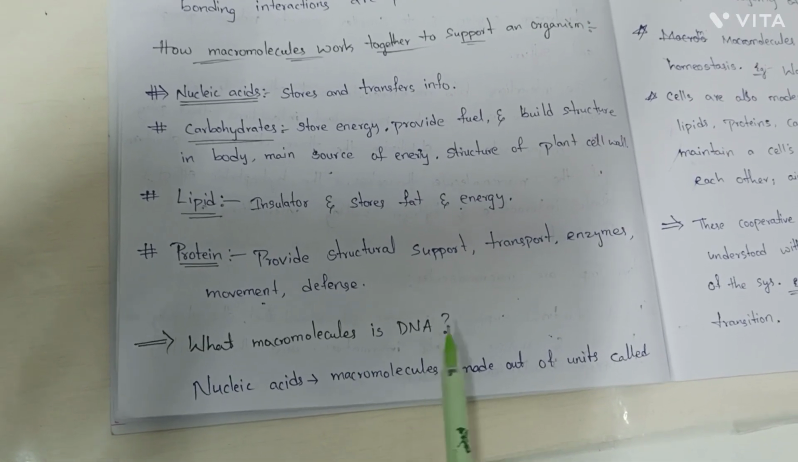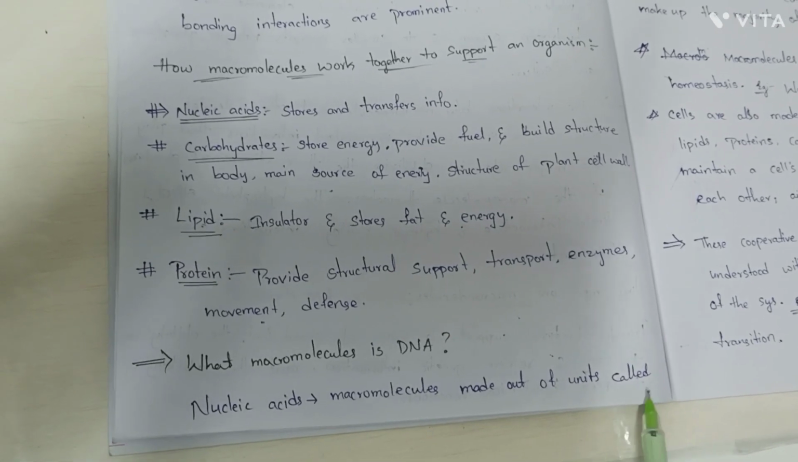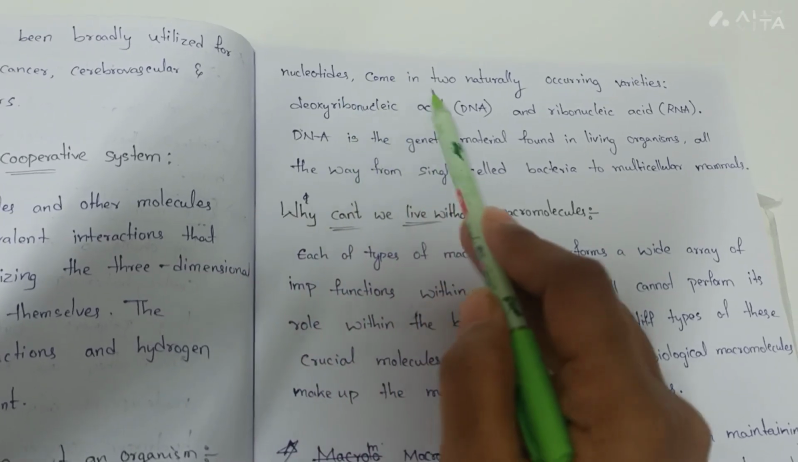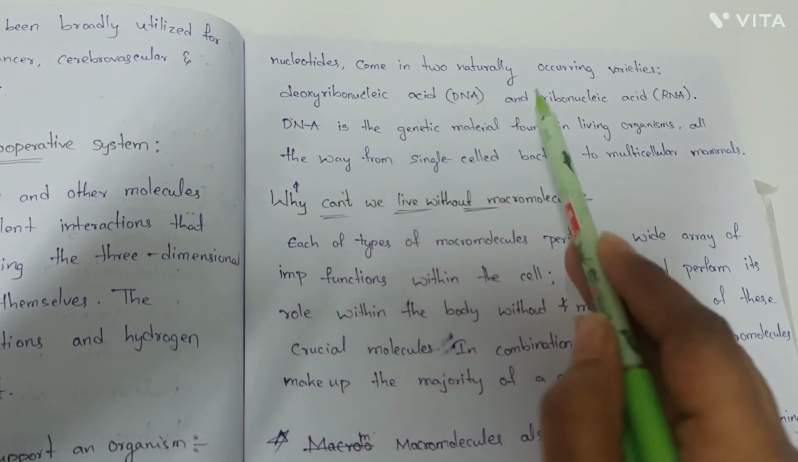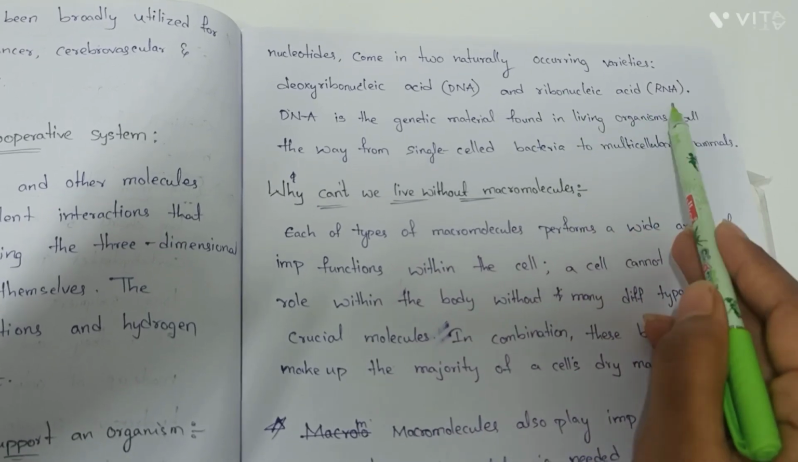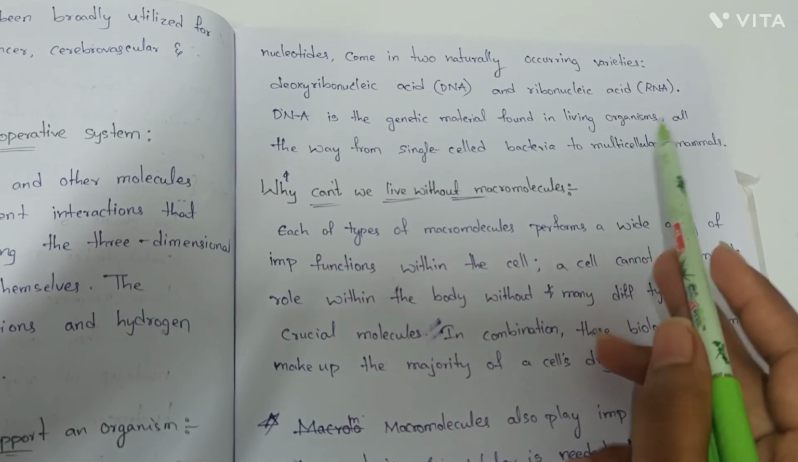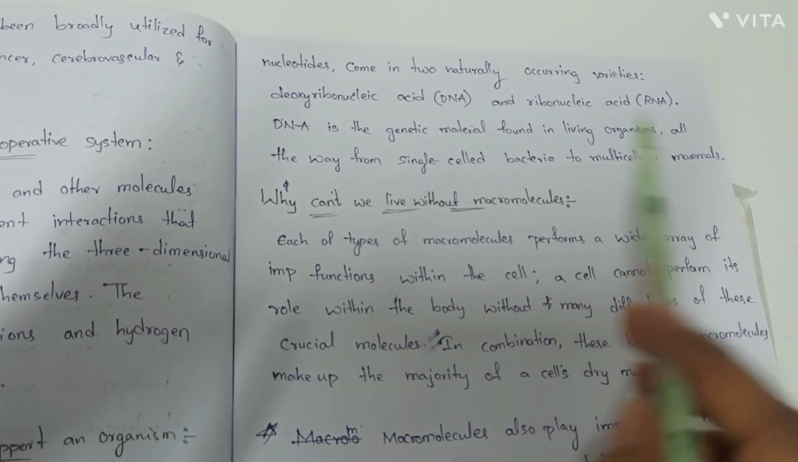What macromolecule is DNA? Nucleic acids. Macromolecules made up of units called nucleotides. The nucleic acids come in two naturally occurring varieties: deoxyribonucleic acid, DNA, and ribonucleic acid, RNA. DNA is the genetic material found in living organisms, all the way from single-celled bacteria to multicellular mammals.